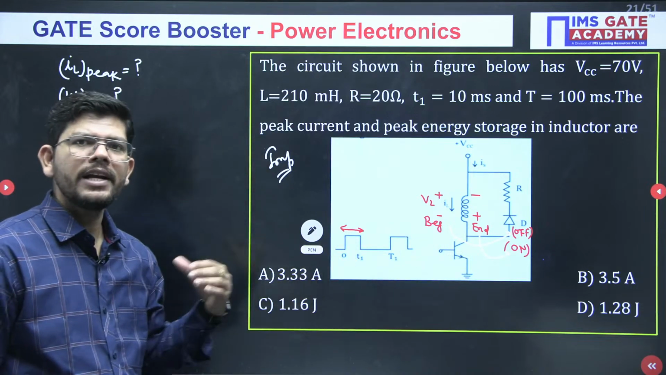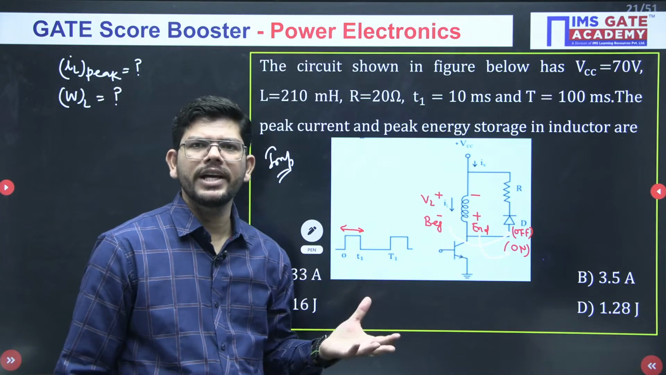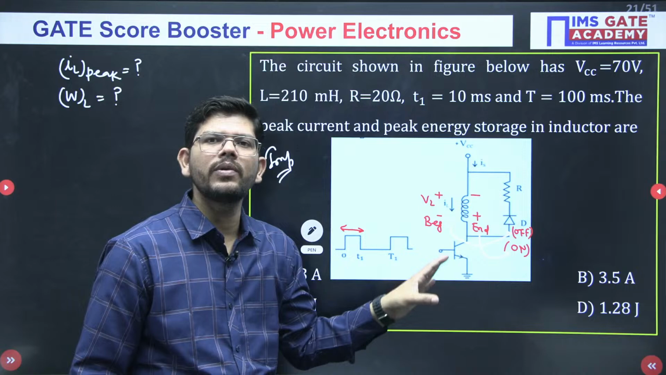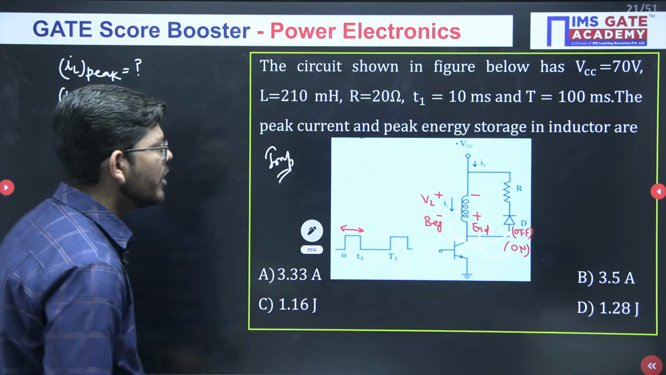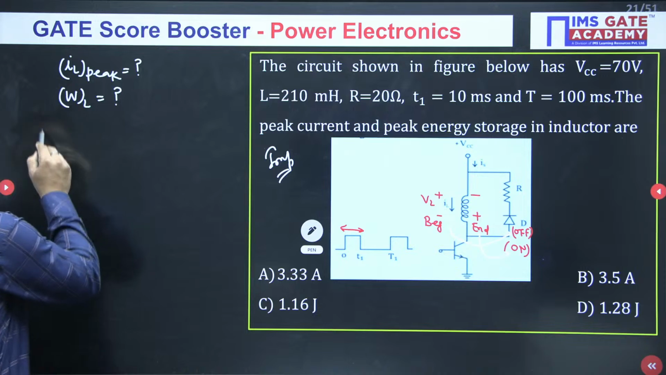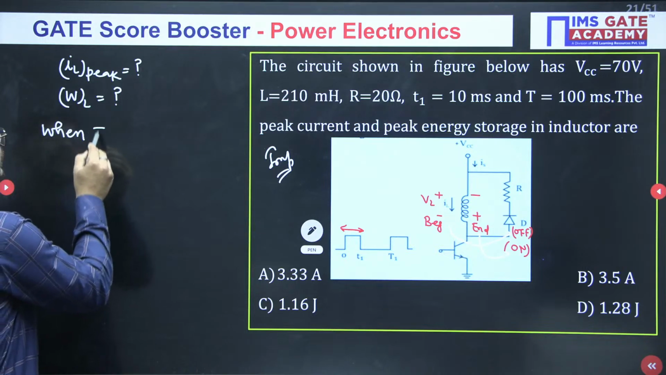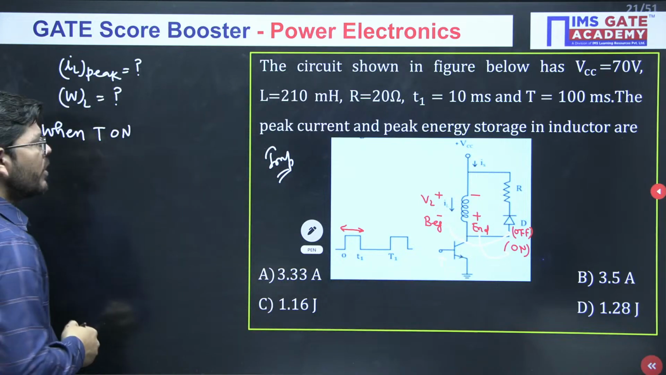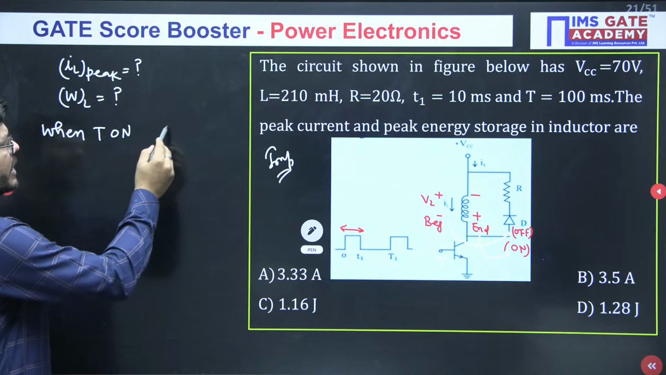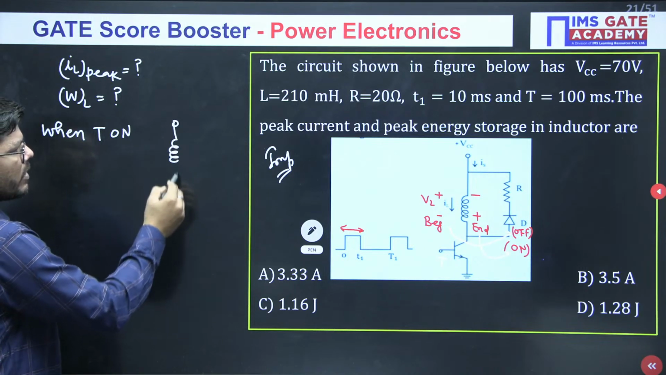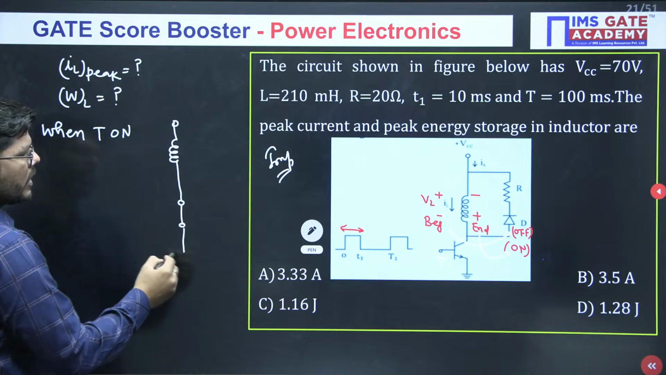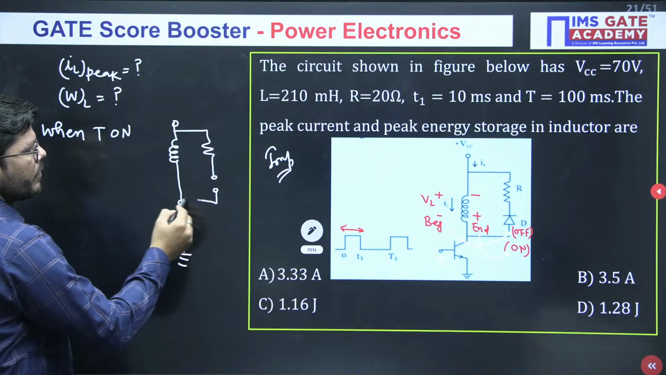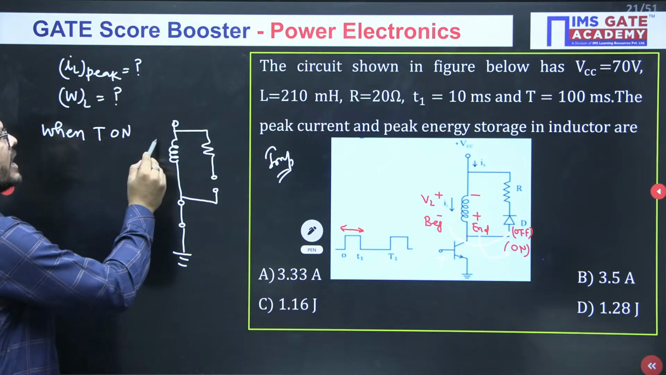What do we have to calculate? Peak current. So peak current we can calculate in either the on time or the off time. But you can see the on time is given to us, so we can calculate the current during the on time. Now you tell me, when the transistor is on, what will we have? This is the transistor. When the transistor is on, you will have a circuit like this. Just see.